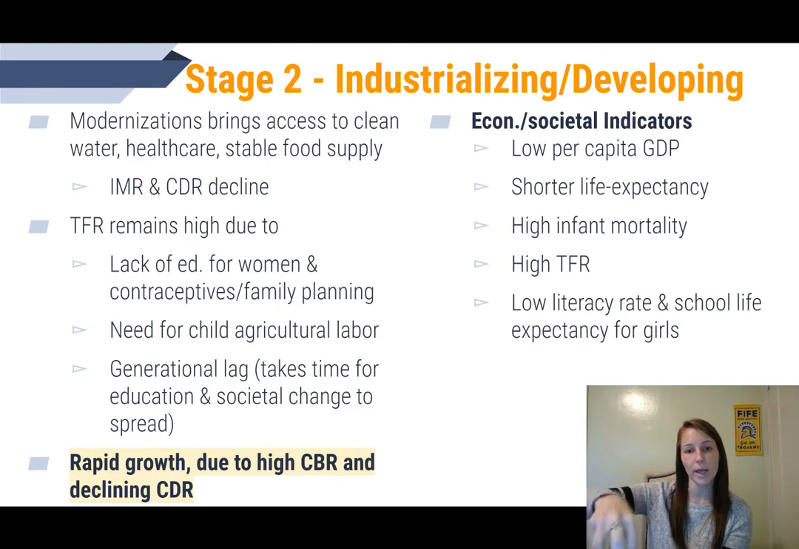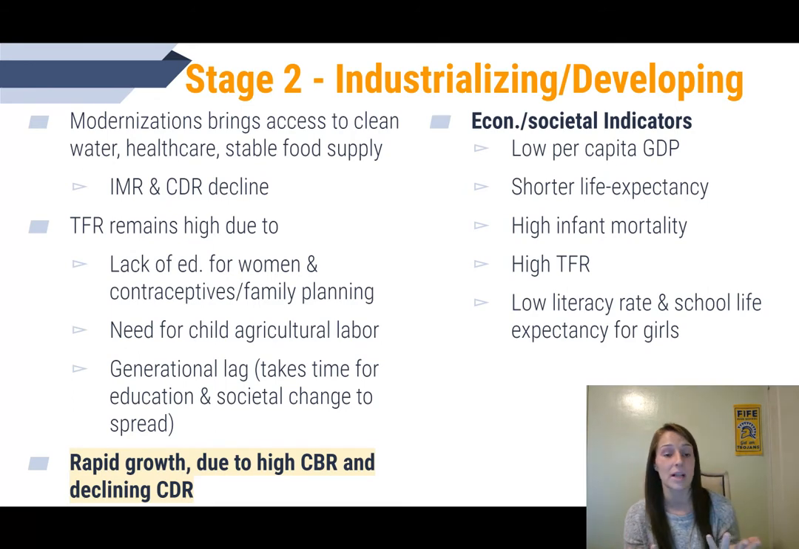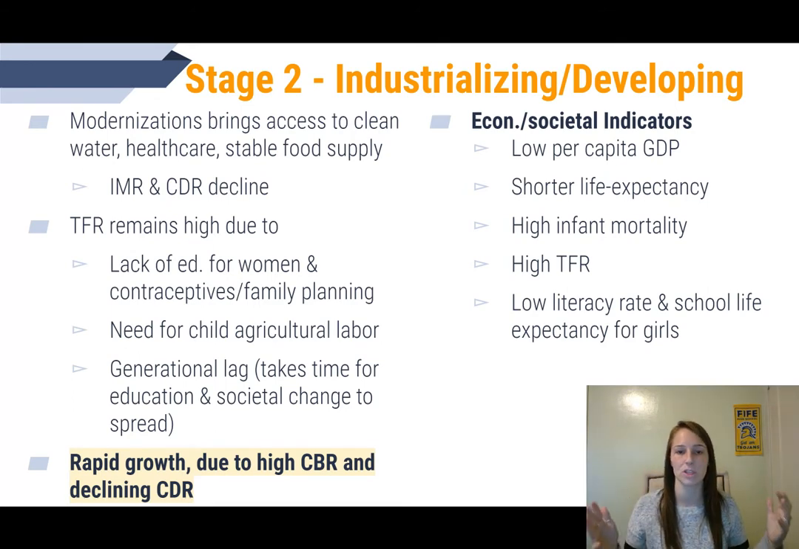So you might have little pockets where maybe women are starting to have contraceptives and family planning available to them, but you might still have a large number of the rest of the country that's a little wary of it or still hasn't learned, because it takes a while for this to spread. So although we start to see some improvements in the death rates, it takes a little while for this fertility rate to start matching what we would tend to see in areas that have these decreasing death rates.